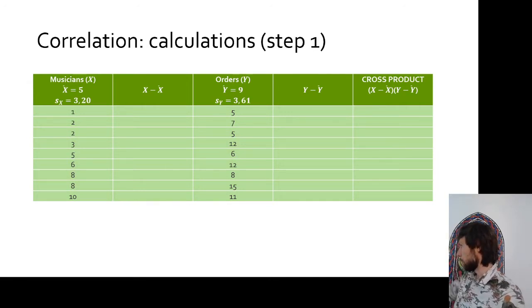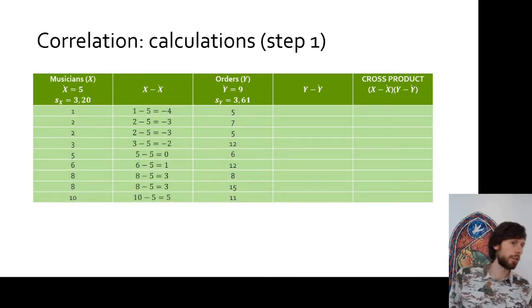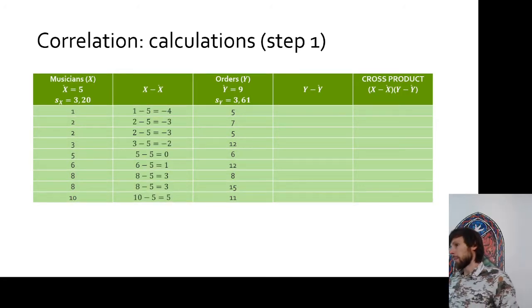So for example, for the first subject, they had only a single musician to listen to, whereas the average was 5. We take therefore 1 minus 5, and this gives us minus 4. And we will do that for all participants in the sample. It takes a while, but yeah. Of course, a computer can do this in a few milliseconds.